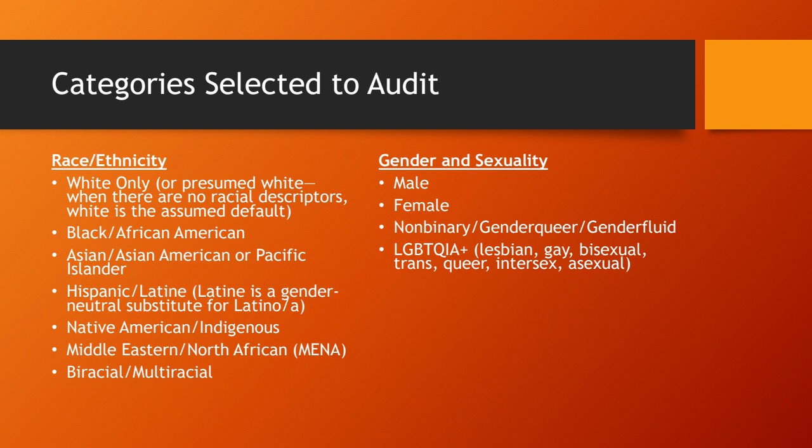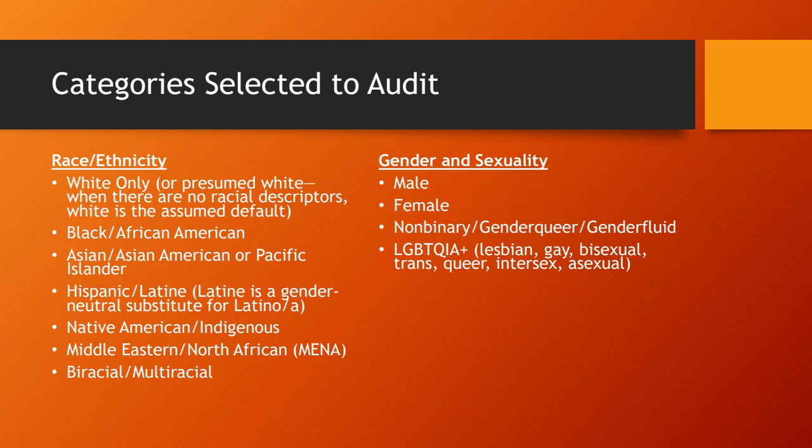First main category is race and ethnicity: white only or presumed white only. Often, especially with older books, where there are no racial descriptors of a protagonist, you assume that white is the default. So that's why presumed white is there. Black or African American, Asian, Asian American or Pacific Islander, Hispanic or Latina. You may also see Latinx or Latino, Latina. Latine is a gender neutral substitute for Latino and Latina, as is Latinx. Native American, Indigenous, MENA, which is Middle Eastern, North African, and biracial or multiracial.